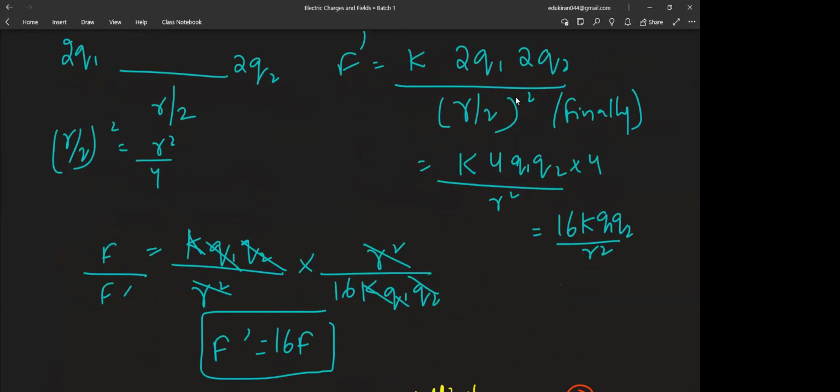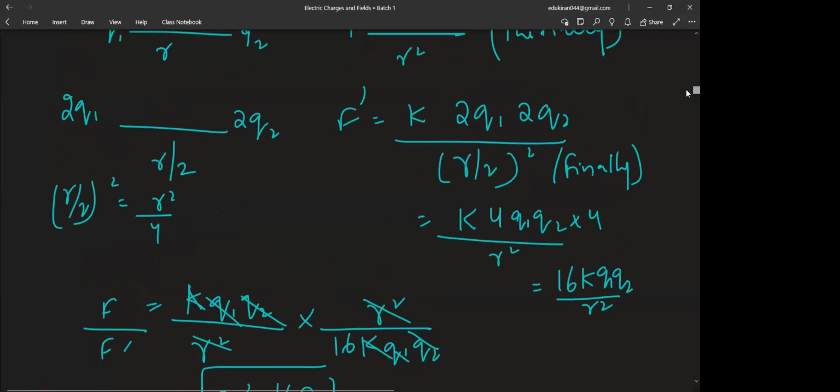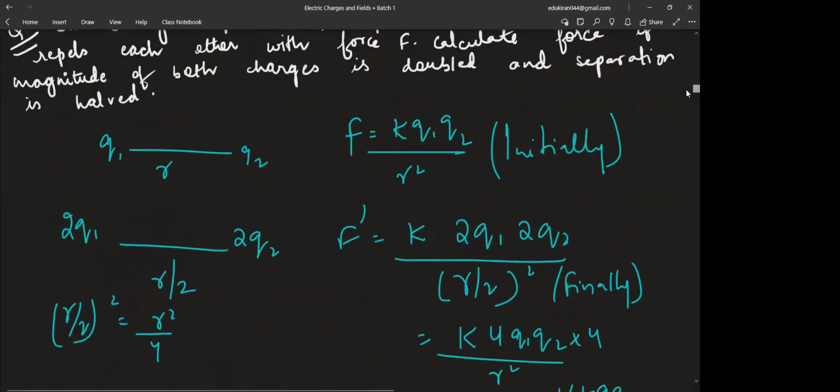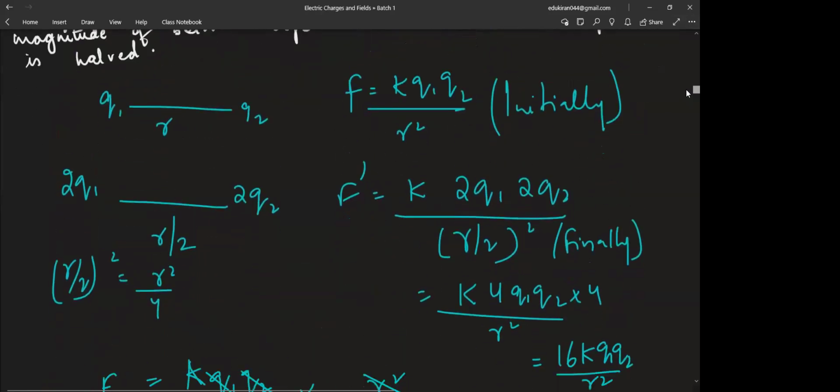Now, when you put in the values here, this becomes K into 4 Q1 Q2 by R square, which you have answered, Rafia, correctly. But just this 4 is missing. So this becomes 16 K Q1 Q2 by R square. So when you take the ratio of the initial and the final forces, you get 16F as your answer. So this is the ratio, which is the final answer. Write down this solution, then we'll be studying a little about the dielectric constant.